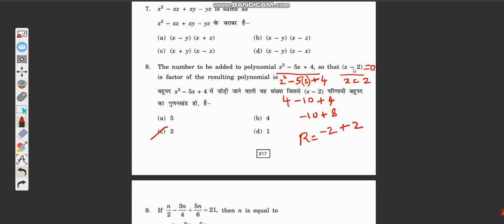X minus 2 is a factor of a polynomial means the remainder should be 0. So we need to make the remainder 0. For that, we should think about what we need to add.